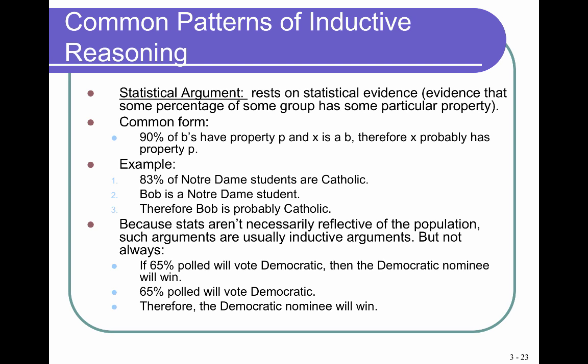However, the final example here is actually a deductive statement. The arguer uses statistics, but they're using it in a conditional if-then format. So because the structure of this argument is deductive, you would consider it a deductive argument. If 65% polled will vote Democratic, then the Democratic nominee will win. 65% polled will vote Democratic, therefore the Democratic nominee will win. But generally, arguments that use statistics as evidence are considered inductive.